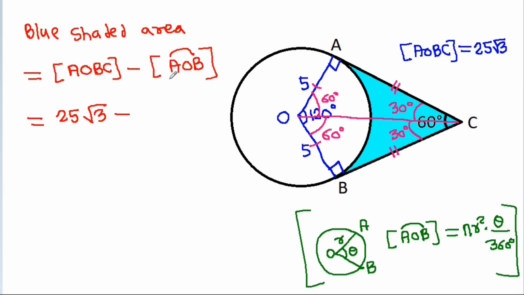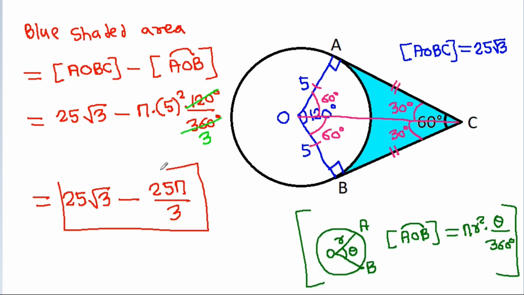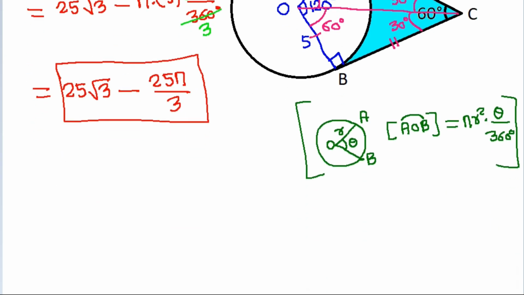So here area of sector AOB will be pi times radius 5 square times theta 120 degrees by 360 degrees, and 120 times 3 is 360, so it is 25 times square root of 3 minus 25 pi by 3. And second method.